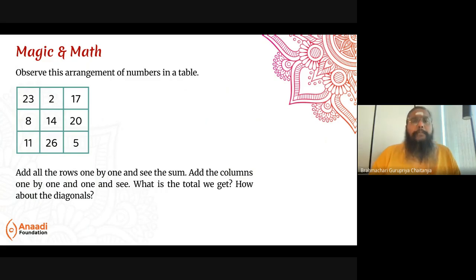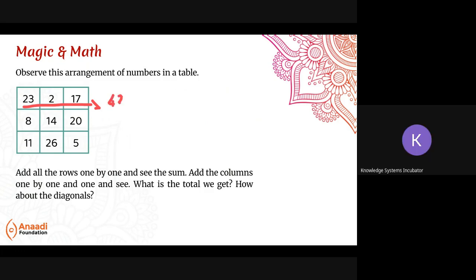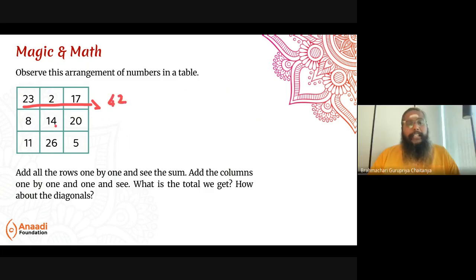A magic square is a simple arrangement of an n cross n grid, right? In this example, we have taken a 3 cross 3 grid. Now you can add any of the rows. 23 plus 2 is 25, 25 plus 17, you will get 42. 8 plus 14 is 22, 22 plus 20, you will again get 42.